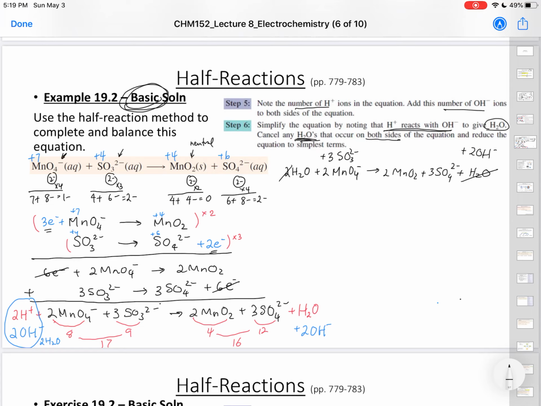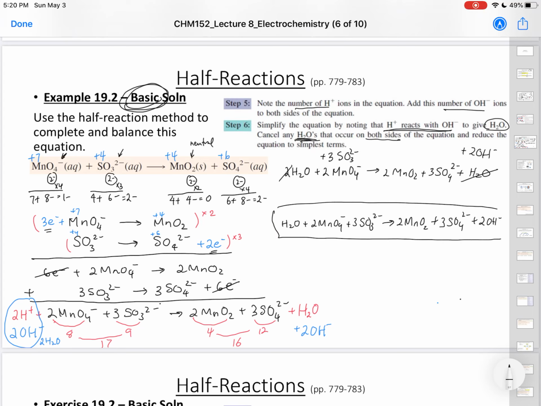So that means that my end reaction is going to be, I'm going to rewrite it here, H2O plus 2 MnO4 minus plus 3 SO3 minus gives you 2 MnO2 plus 3 SO4 minus plus 2 OH minus. This is the final answer for this problem in basic chemistry.